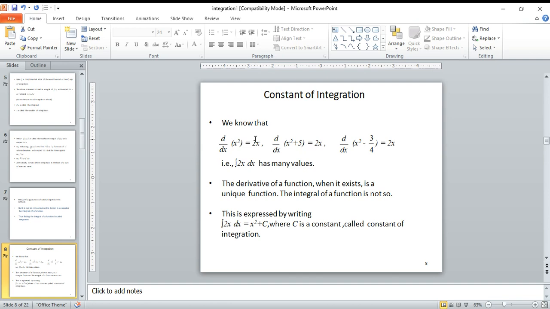This is expressed by writing the integration of 2x dx is x square plus c. Here c gives the values. In the first example, the c value is 0. In the second example, the c value is 5. In the third example, the c value is minus 3 by 4. This is expressed by writing integration of 2x dx equals x square plus c, where c is a constant called the constant of integration.